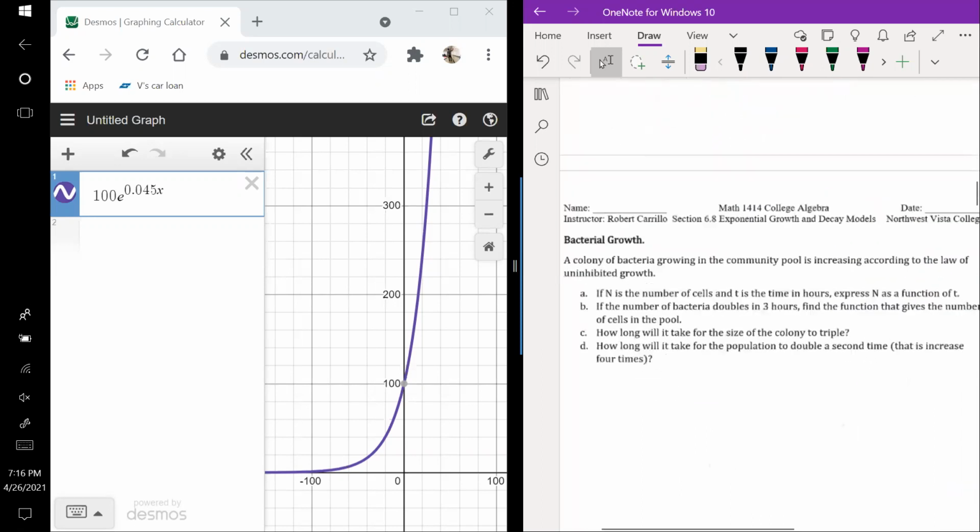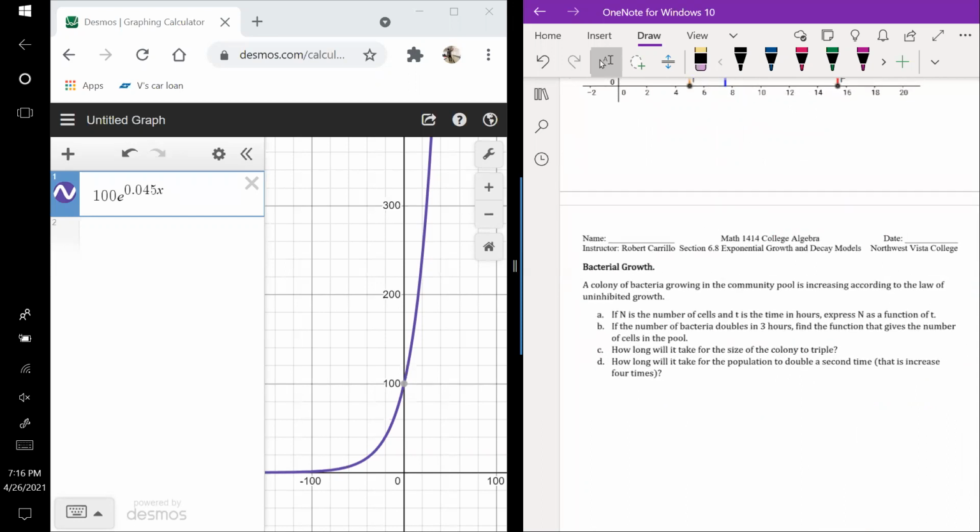All right. Bacterial growth. A colony of bacteria growing in the community pool is increasing according to the law of uninhibited growth. A, if N is the number of cells and t is the time in hours, express N as a function of t. So what step A says is just find an equation that will model the growth of this bacteria. So it just wants the equation that can model this growth, a basic equation. And we know that equation already. It is the equation for growth.